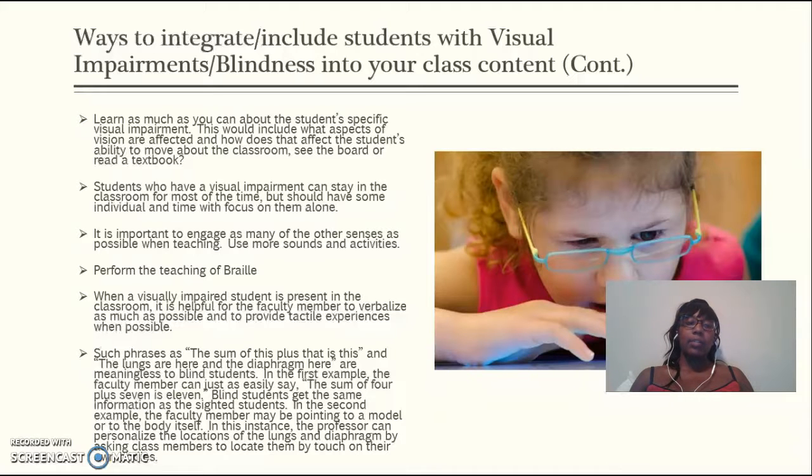So you can stay in a classroom, you can perform the teaching of Braille. Usually they have teachers that already know how to do this. If you don't know how to do this, you can learn as much about the student's specific visual impairment. This would include how vision is affected, how that affects the student's ability to move around the classroom, see the board, or read a textbook. It's very important that you learn as much as you can about that student's visual impairment. That way you can better help them in the classroom.